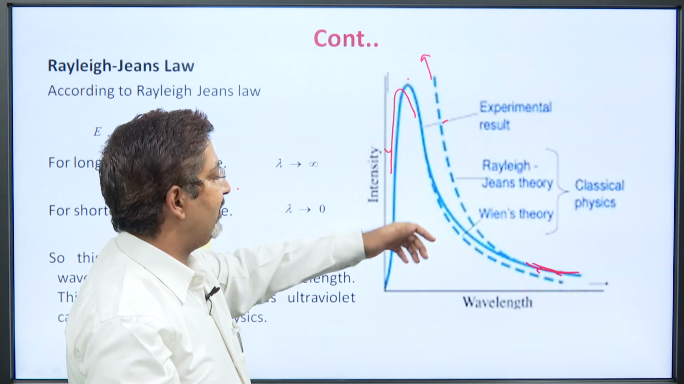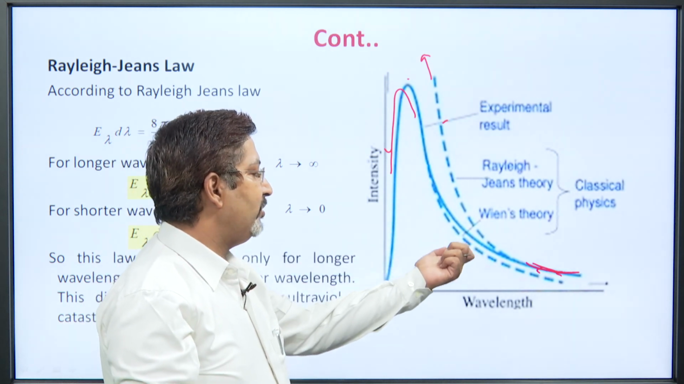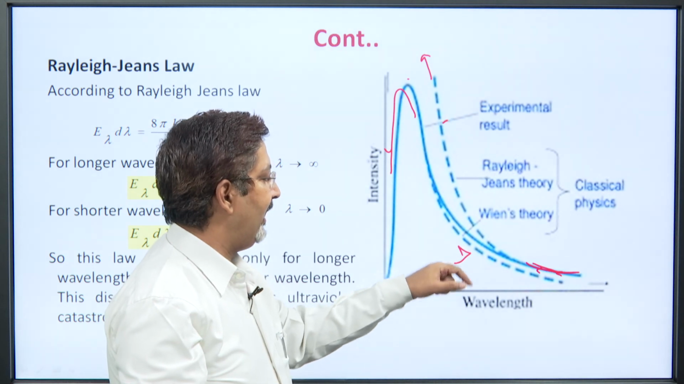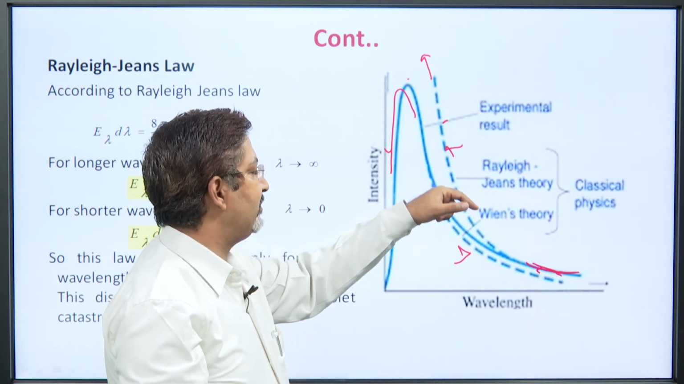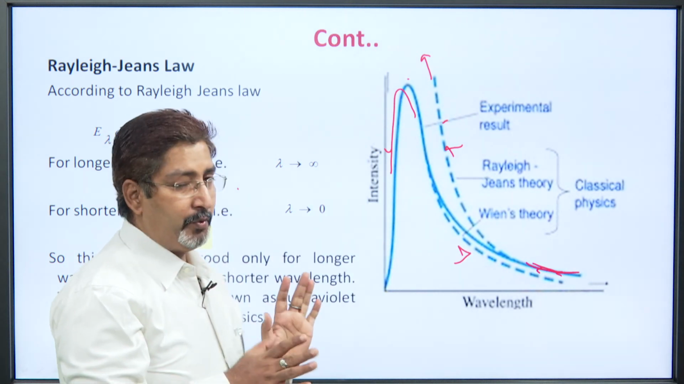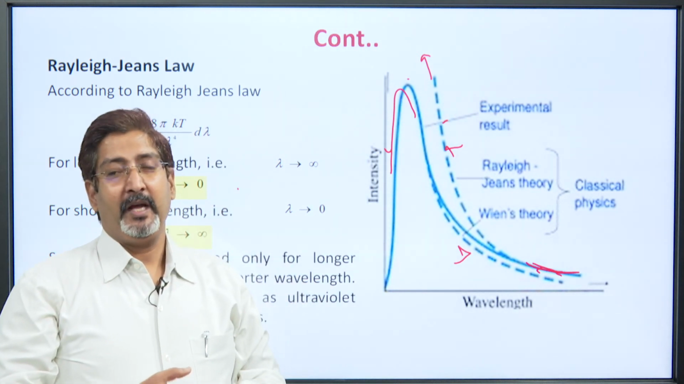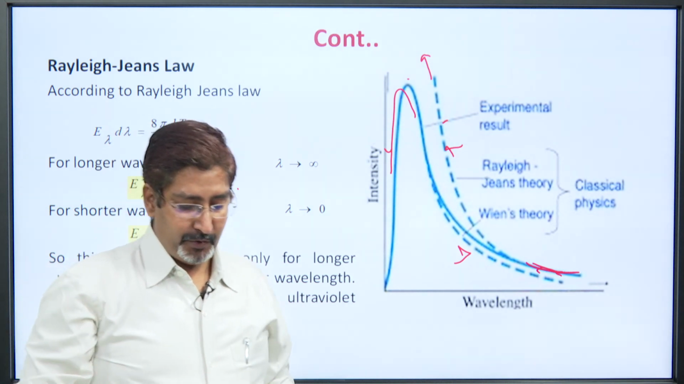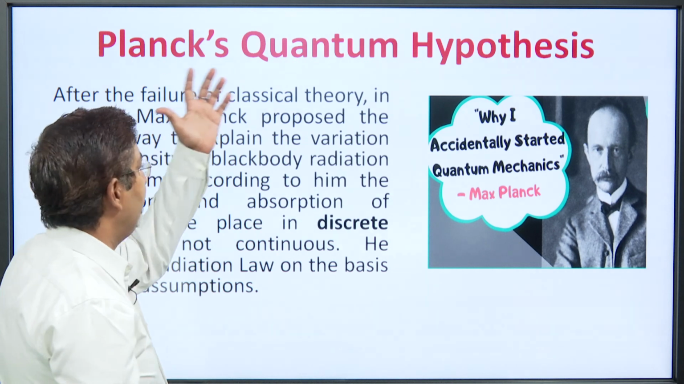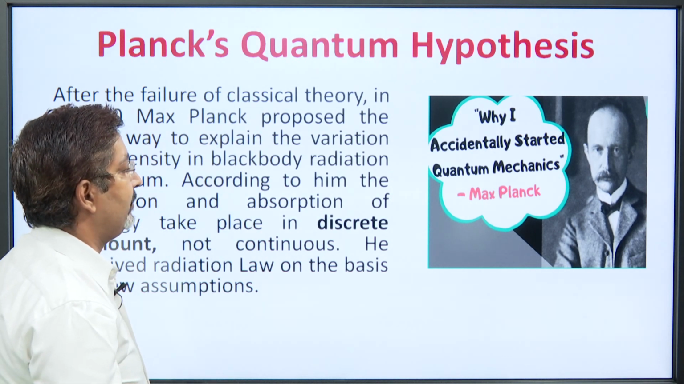In this figure we can see that both classical theories, Wien's theory from this curve and the Rayleigh-Jeans theory from this curve, do not agree with the experimental curve. So both theories failed, and there is a need for a new theory, a new formula, a new approach, and that is given by Planck's quantum theory.